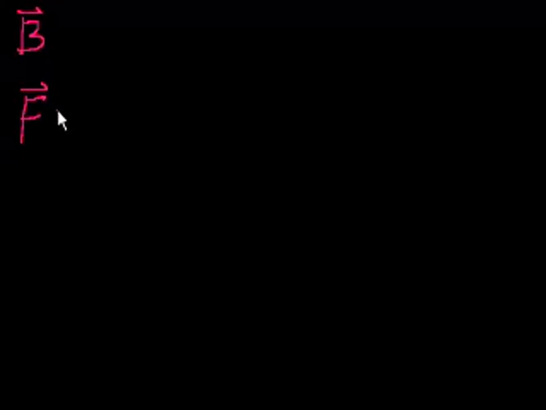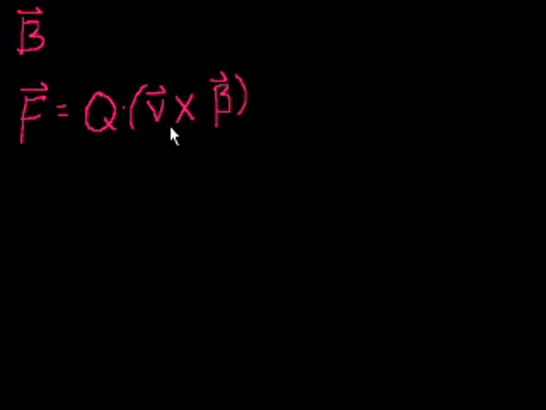But anyway, the force on a charge is equal to the magnitude of the charge, of course this could be positive or negative, times, and this is where it gets interesting, the velocity of the charge cross the magnetic field. So you take the velocity of the charge. You can either multiply it by the scalar first, or you can take the cross product and then multiply it by the scalar. It doesn't matter because this is just a number. This isn't a vector. But you essentially take the cross product of the velocity and the magnetic field, multiply that times the charge, and then you get the force vector on that particle.